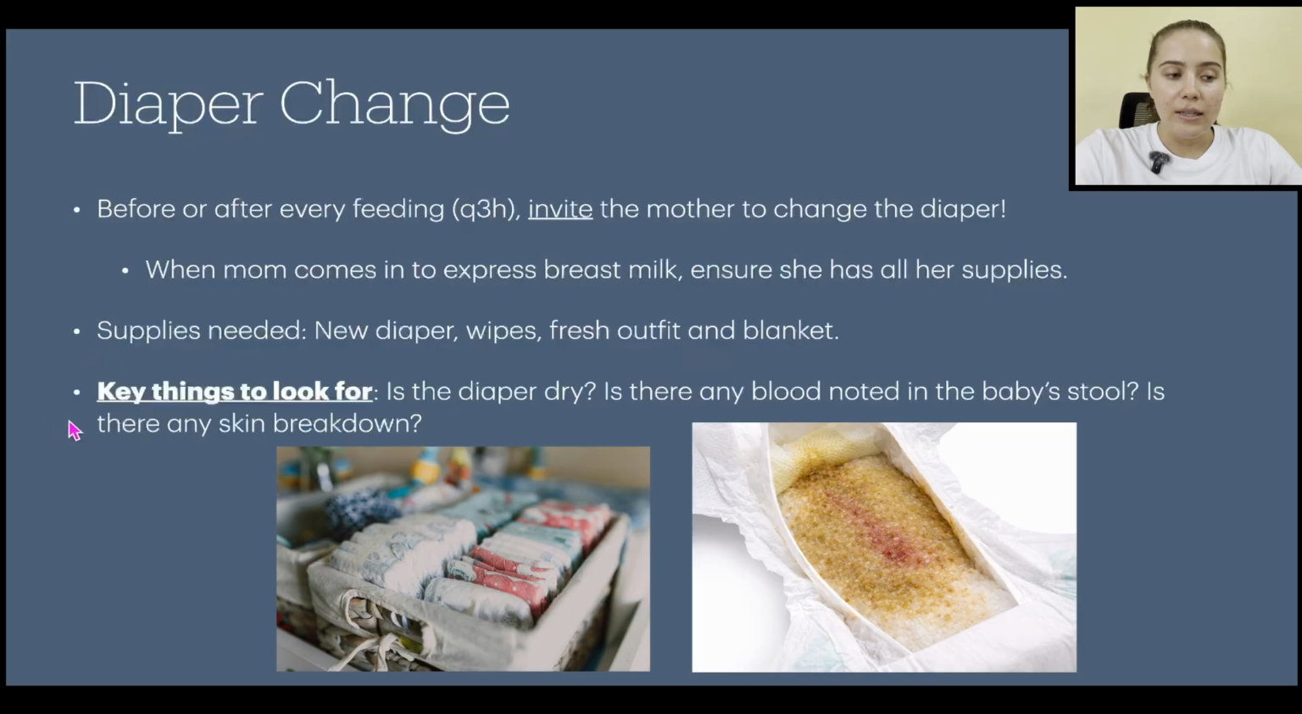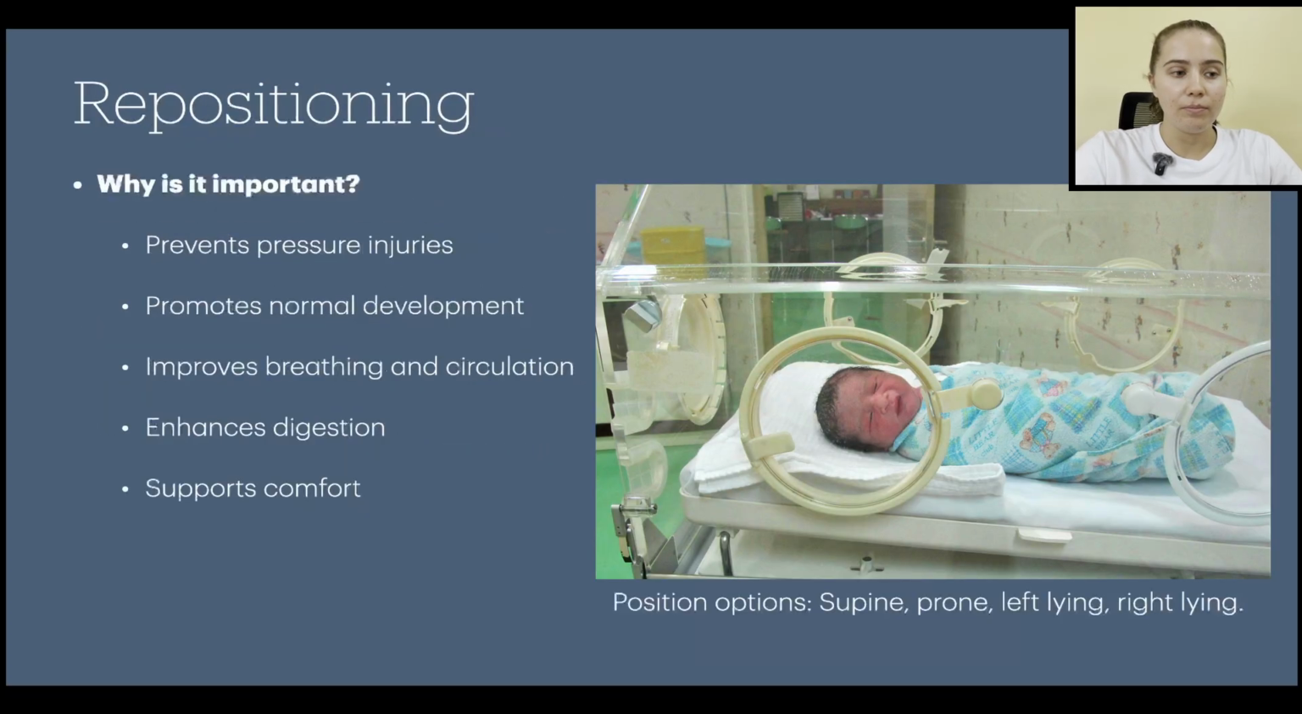So as students, the key things that you want to look for is the diaper dry? So has the baby not urinated since the last time you changed the diaper? Is there any blood noted in the baby's stool? This can mean the baby might have an infection. This picture shows a little speck of blood in the stool, so it can be really small. And then, is there any skin breakdown? So if you notice any of these things, you want to notify the nurse on duty.